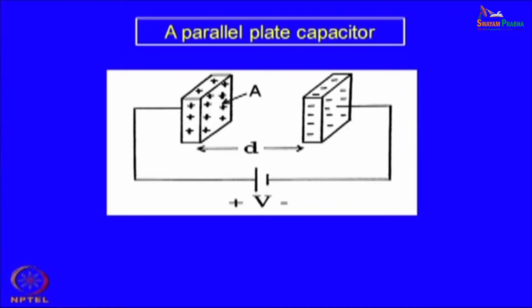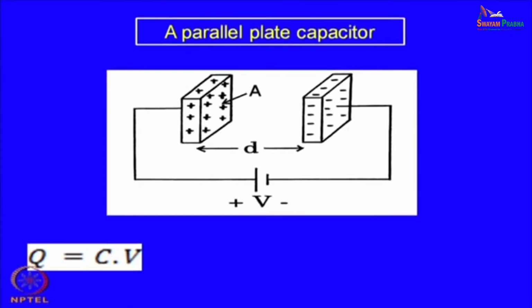As the diagram shows, we have a positively charged conducting plate, and on the other side a negatively charged conducting plate, and the gap, the spacing, is d, and the area is A. We apply a voltage V across these two electrodes, and charge can be stored.